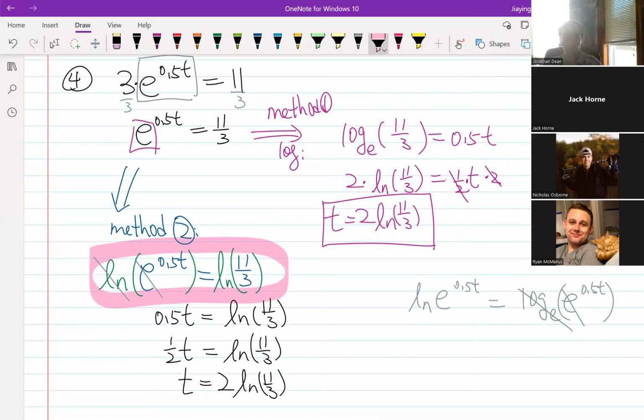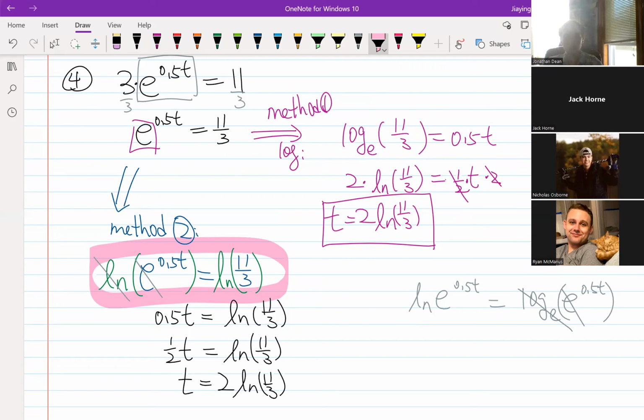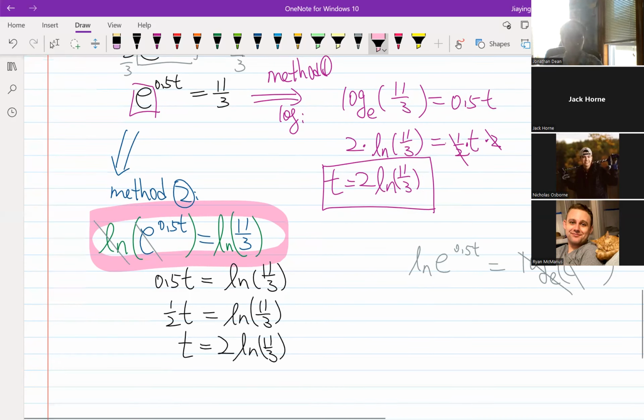Like when you see it, oh, I need to get rid of the base e, I'm going to add a log base e on both sides, natural log in this case. All right, questions on this? Awesome. All right, let me know if you have questions. So that's example 4.